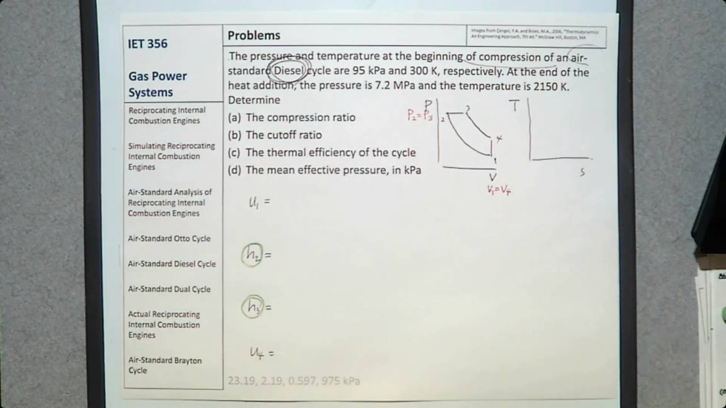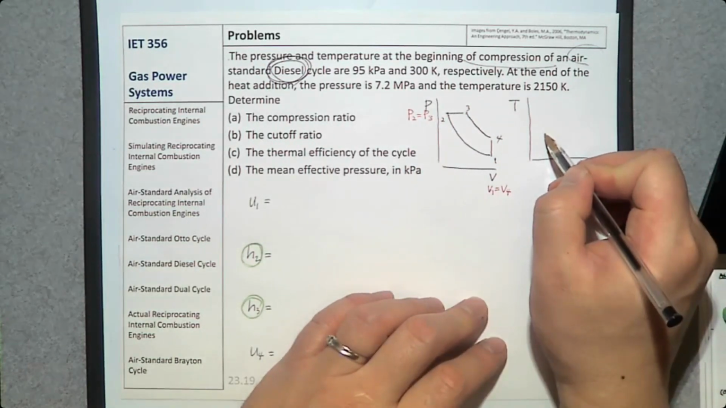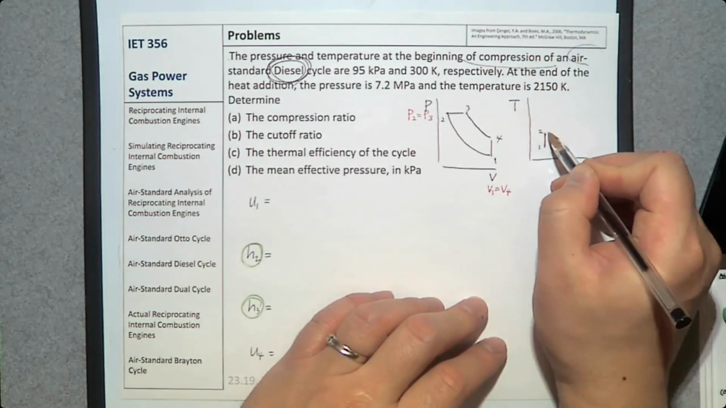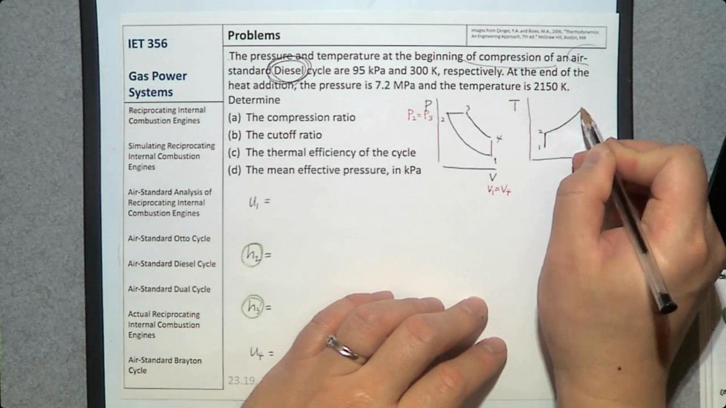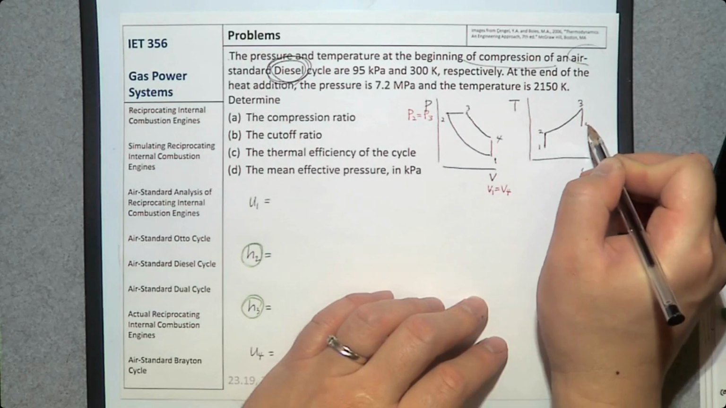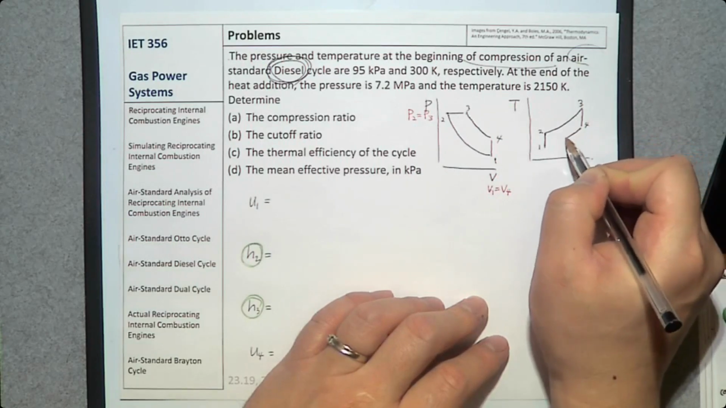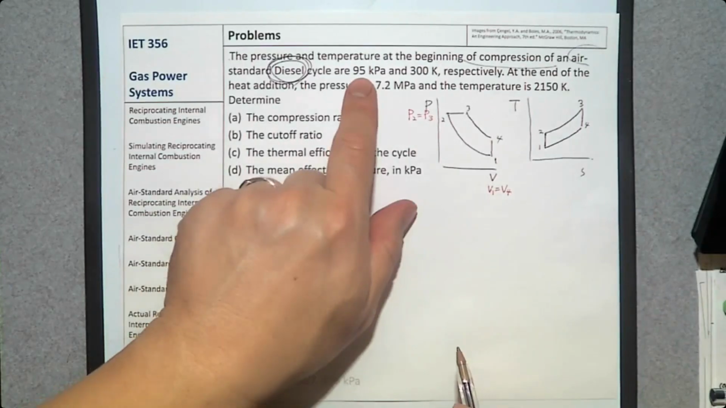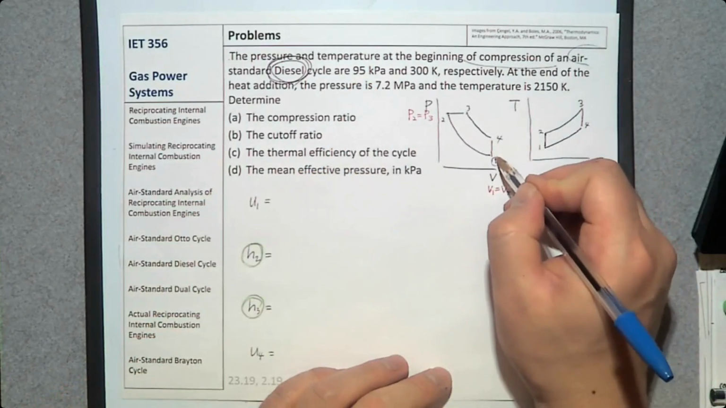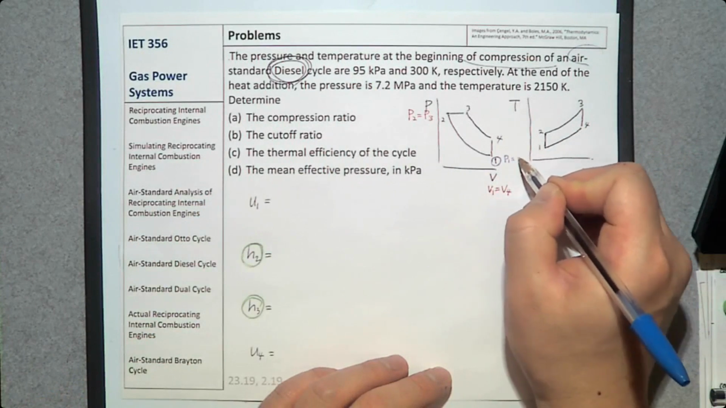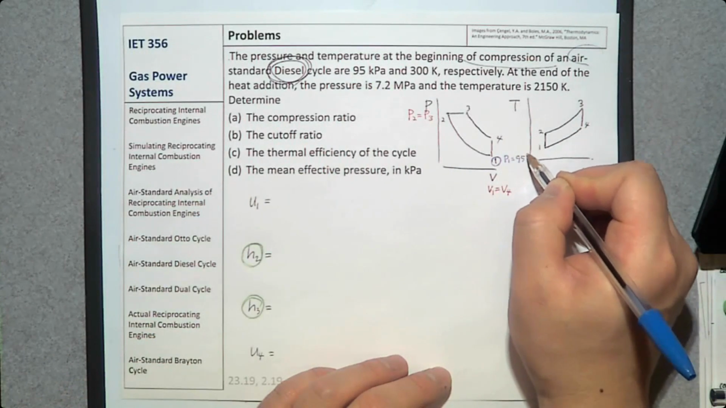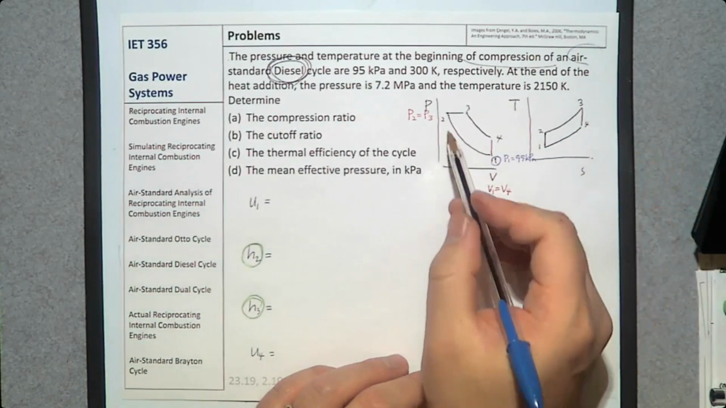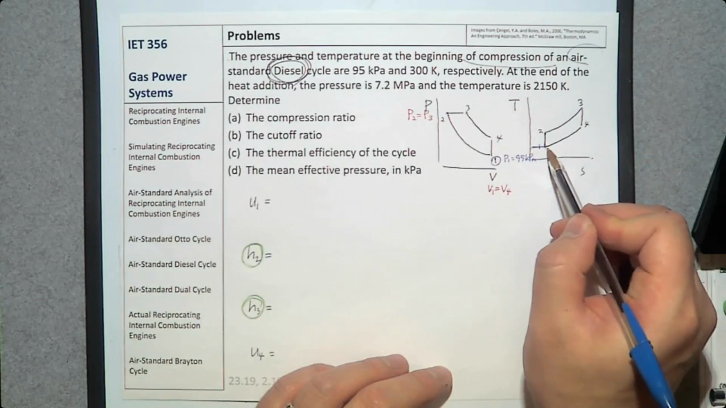What about the TS diagram? Isentropic compression from 1 to 2, constant pressure heat addition from 2 to 3, isentropic expansion 3 to 4, constant volume heat rejection 4 to 1. So let's see, what do we know? We know the pressure at the beginning. At number 1, P1 is 95 kilopascal, and temperature T1 is 300 Kelvin.